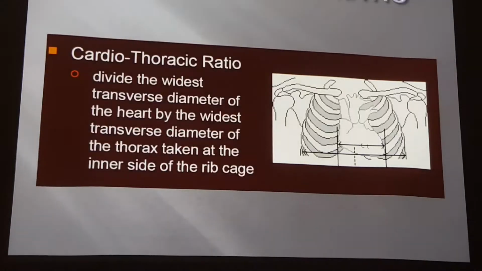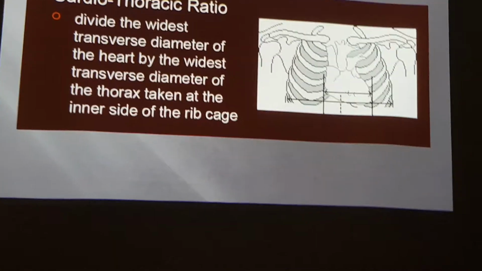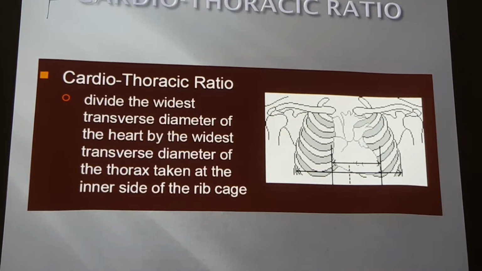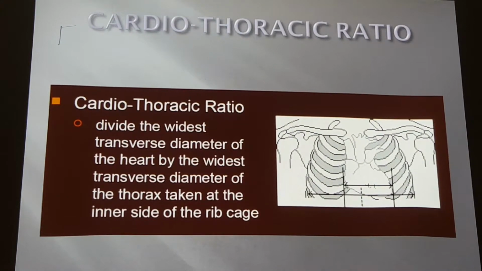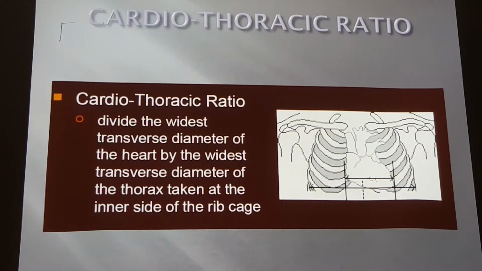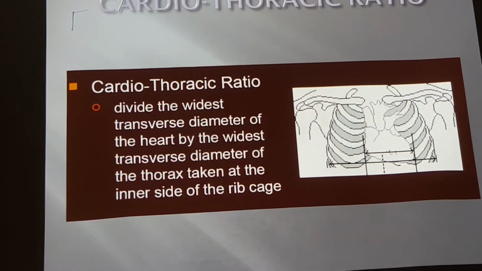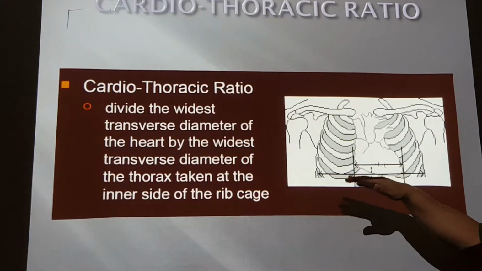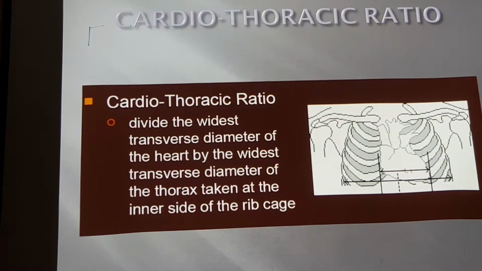Okay. So next slide. So how do you do the cardiothoracic ratio? You divide the widest transverse diameter of the heart by the widest transverse diameter of the thorax taken at the inner side of the rib cage. So don't get the outer rib cage. It should be the inner side of the rib cage. Normally we measure at the level of the dome of the diaphragms. That's how we measure the cardiothoracic ratio.